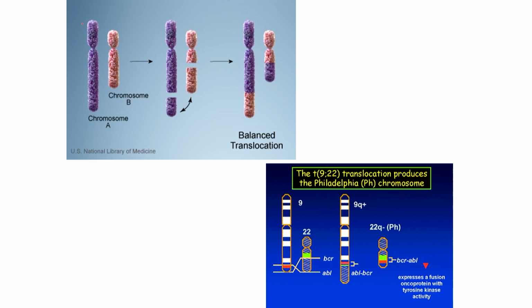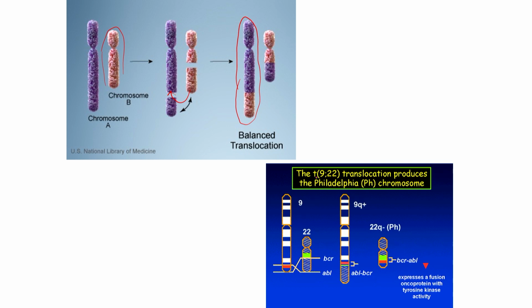See, this is chromosome A, this is chromosome B, and now this chromosome B part has come to this. So this is the chromosome which is now longer. The other one has got the short part of it. This is the chromosome which is shorter. So I give you one example of this translocation.